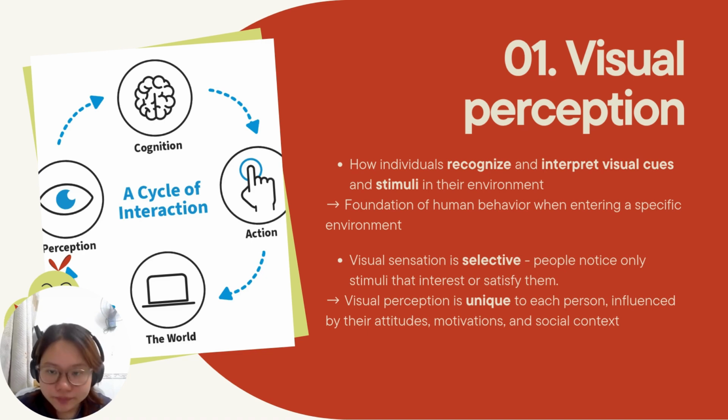The process starts with sensations, and it is selective in that people do not notice all the stimuli, but they focus on those that interest or satisfy them. So we only focus on what interests or satisfies us, and as a result, visual perception is unique to each person, and it influences their attitudes, motivations, and social context in very different ways. So each customer has a very different visual perception and therefore very different attitudes, motivations, and social context.